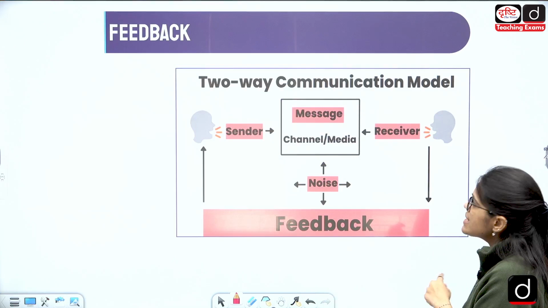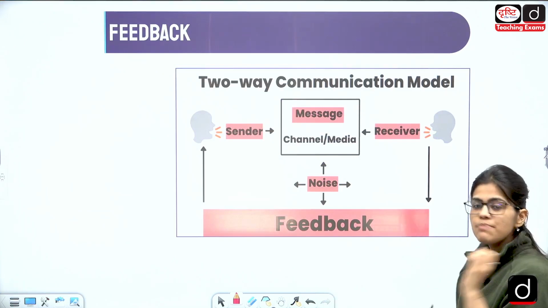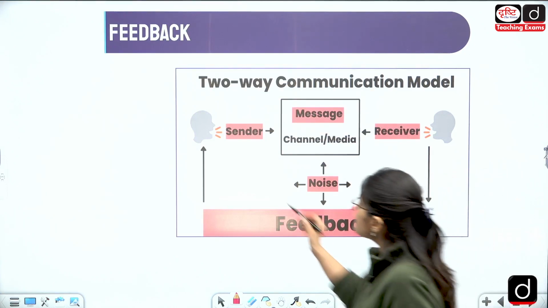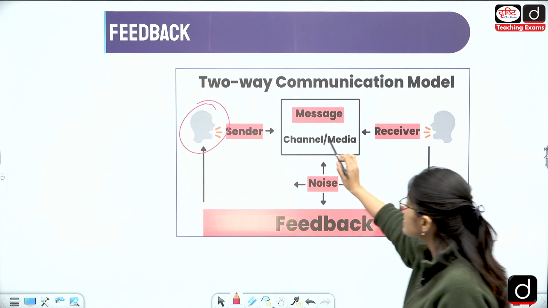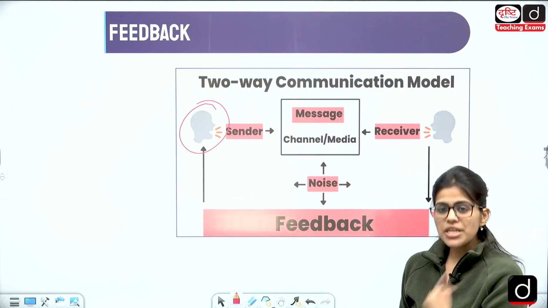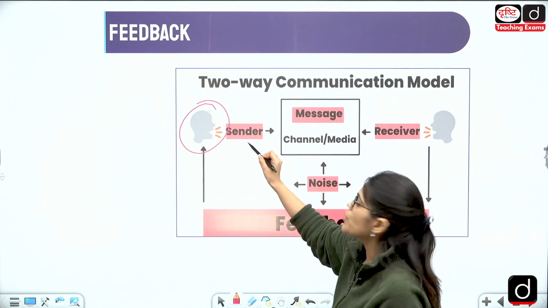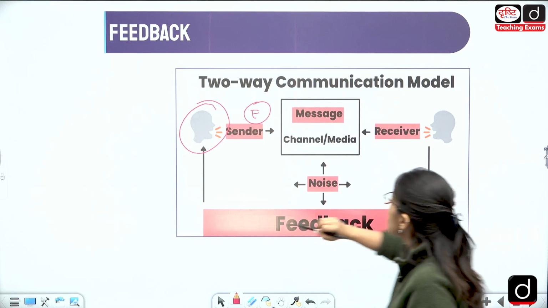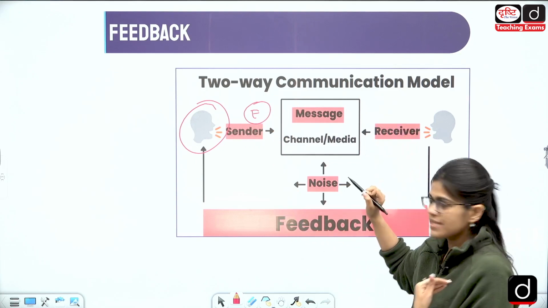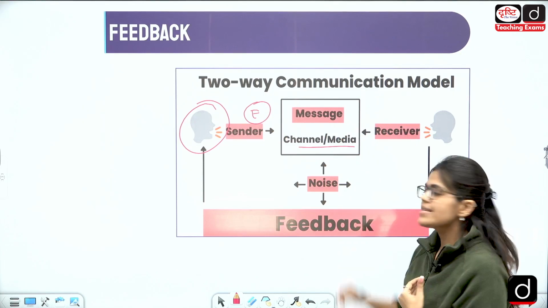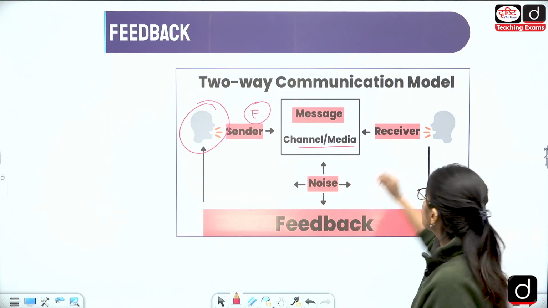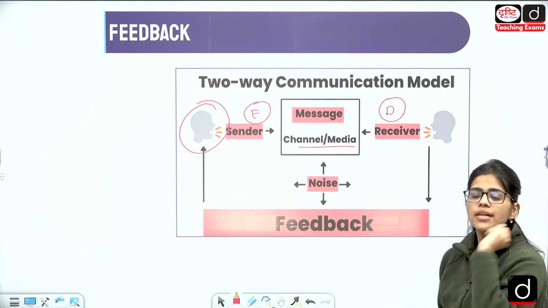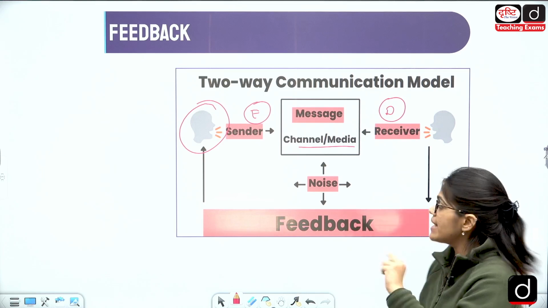First of all, this is a very simple presentation of how the two-way communication model looks. First of all, we have the sender here. The sender is going to send the message. The message is delivered and of course it is encoded. ये message कैसा होता है? It is encoded. So यहाँ पे encoding होती है. यहाँ पे क्या होता है? Receiver gets the message. Message is sent using some channel, some media, and then here decoding happens. So here the receiver will decode the message that is already delivered by the sender.